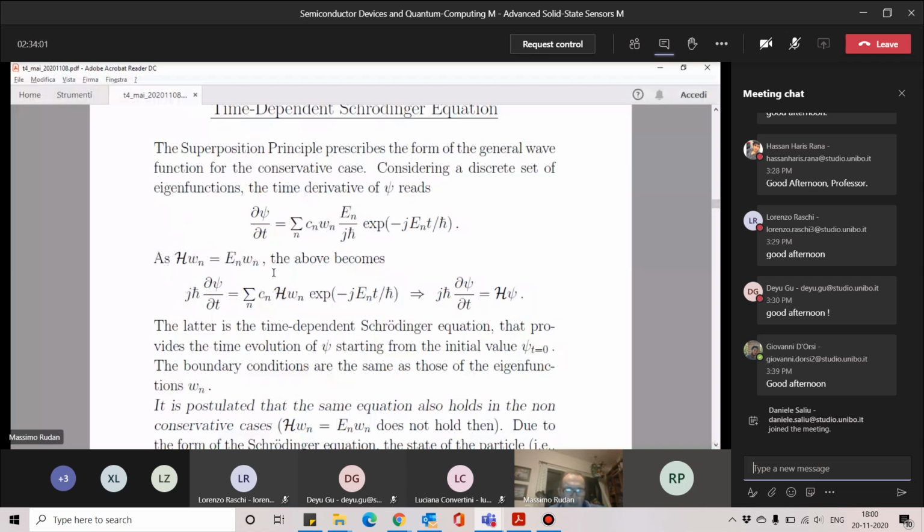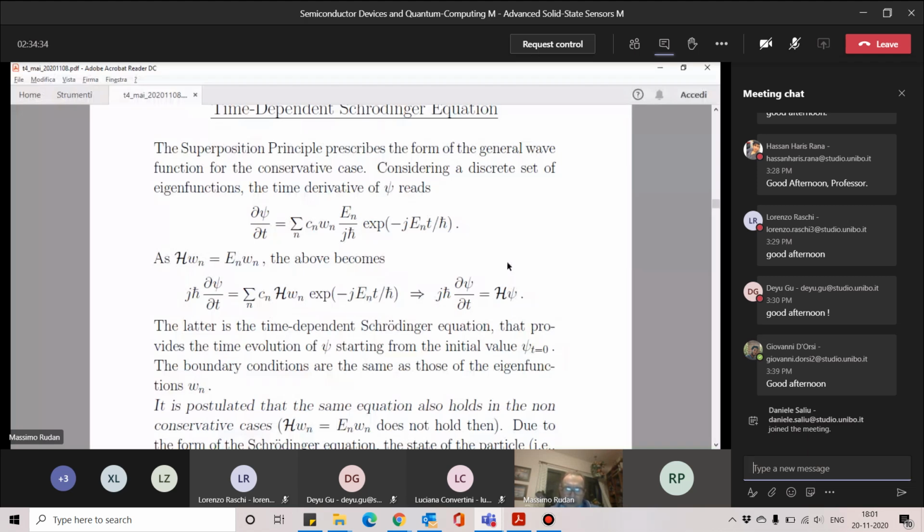And when we take it out, we see immediately that what is left in the sum is again the wave function. Because we have H that goes out, and then we have the sum of Cn, Wn, exponential. So this is it. We have found with no effort a differential equation that is of the first order with respect to time, as should be. Remember, we noticed that.